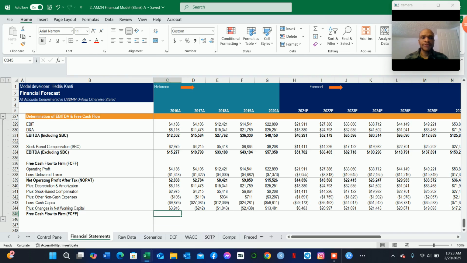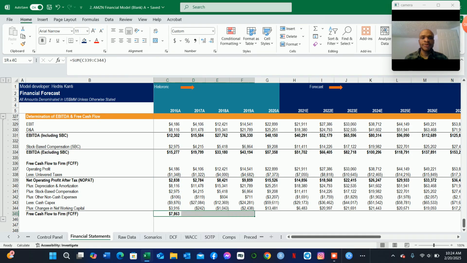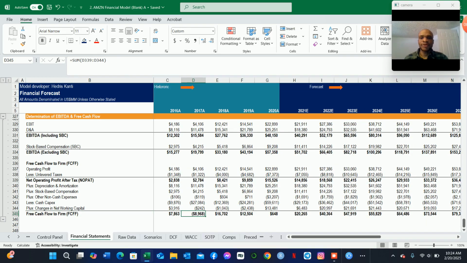Now the free cash flow to the firm is going to be equal to, we take the net operating profit after tax, we add depreciation, stock-based compensation, we add other non-cash expenses, we deduct any capital expenditures, and we also deduct any increase in non-cash working capital, even though we see we are adding here. So we can have all of that summed up, since we already have whatever are supposed to be negative numbers in negative and those positive numbers as positive. We can fill that right with Control R.